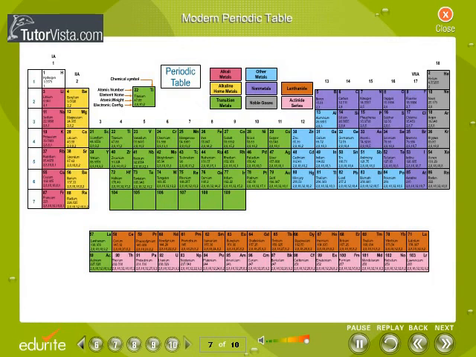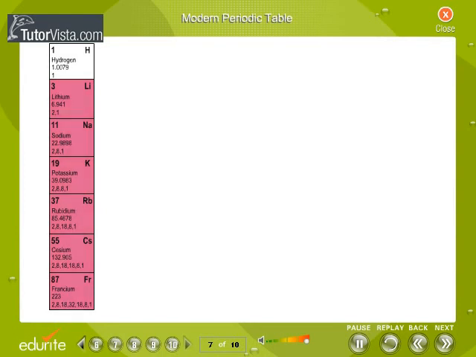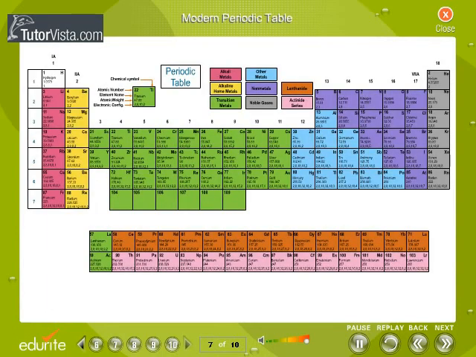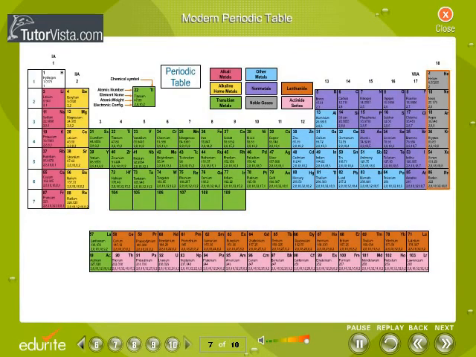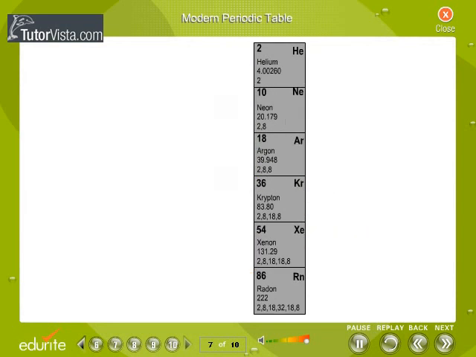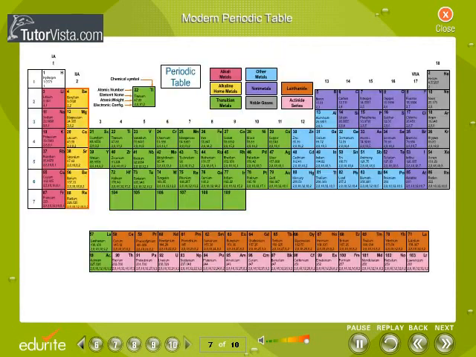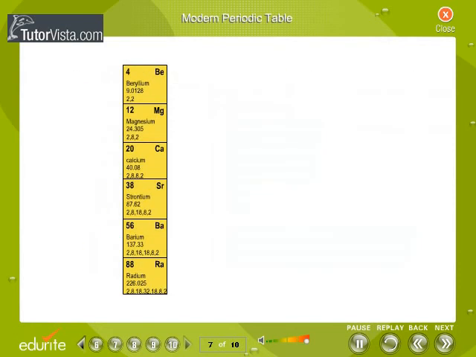The modern periodic table. Alkali metals are placed in group 1A and have one electron free to react in their valence shell. Halogens are placed in group 7A. Noble gases are placed in group 0. Elements of group 2A are called alkaline earth metals. They have 2 unpaired electrons in their valence shell.